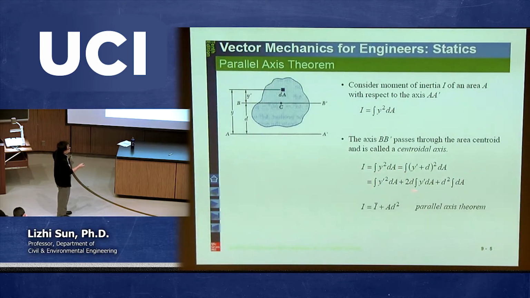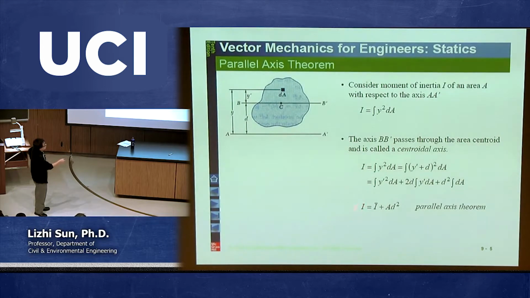Now, let's evaluate these three terms. The first term, as I explained to you, is the moment of inertia with respect to this new axis, the B prime. The moment of inertia I call I bar. That means there's a bar on top of this I. The left-hand side is still I here, so that's why I still put this I here. That's the moment of inertia with respect to this A prime, which is equal to the first term, I bar.